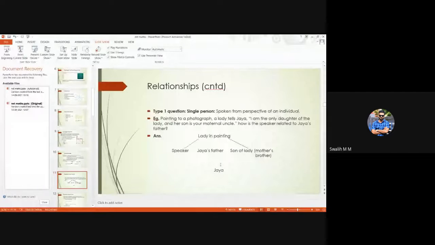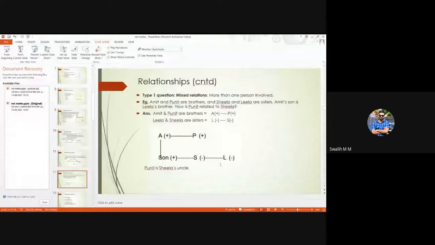Next, one more type of question. In the other type of questions, more than one person is involved. There would be different relations of different people given and you have to combine them. See this question. Amit and Punit are brothers. And Sheila and Leela are sisters. Then directly there is no relation between these two relationships. Then it is given Amit's son is Leela's brother.